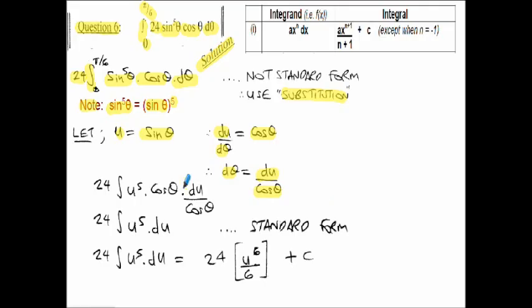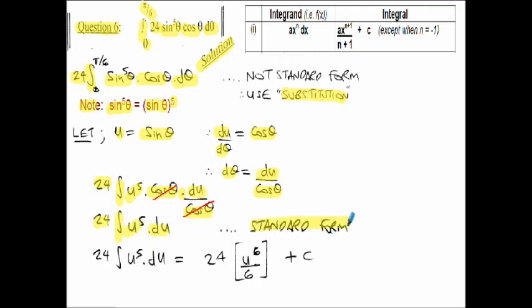We can now replace the sine theta and the d theta terms with our substitutions. So now we get 24 multiplied by the integral of u to the power 5, that's the sine theta to the power 5, multiplied by cos theta from the original expression, and that's multiplied by d theta, which is now du divided by cos theta. We can clearly see that the cos theta on the top line cancels with the cos theta on the bottom line, so that now simplifies to 24 multiplied by the integral of u to the 5 with respect to u.